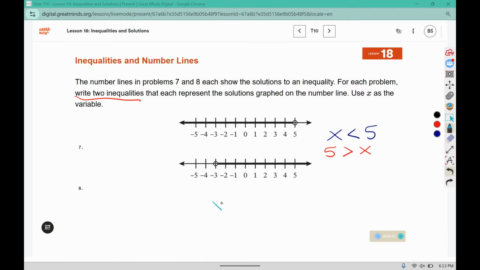Down here, we have x, and the number is -3. This time our arrow is pointing to all the ones bigger. So x is greater than -3. If we swap the symbols or the numbers around, we need to make sure that it's open towards the x still. So this would say negative 3 is less than x.